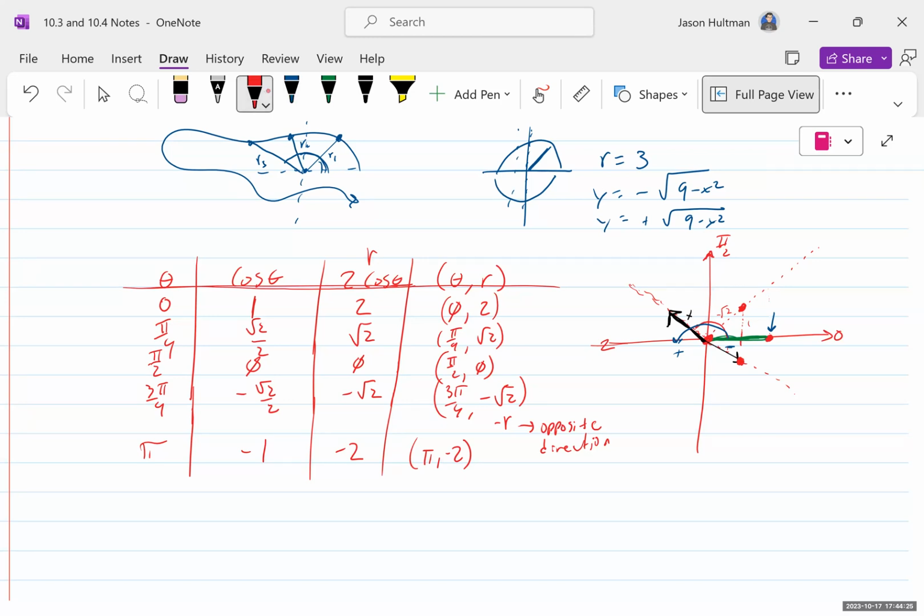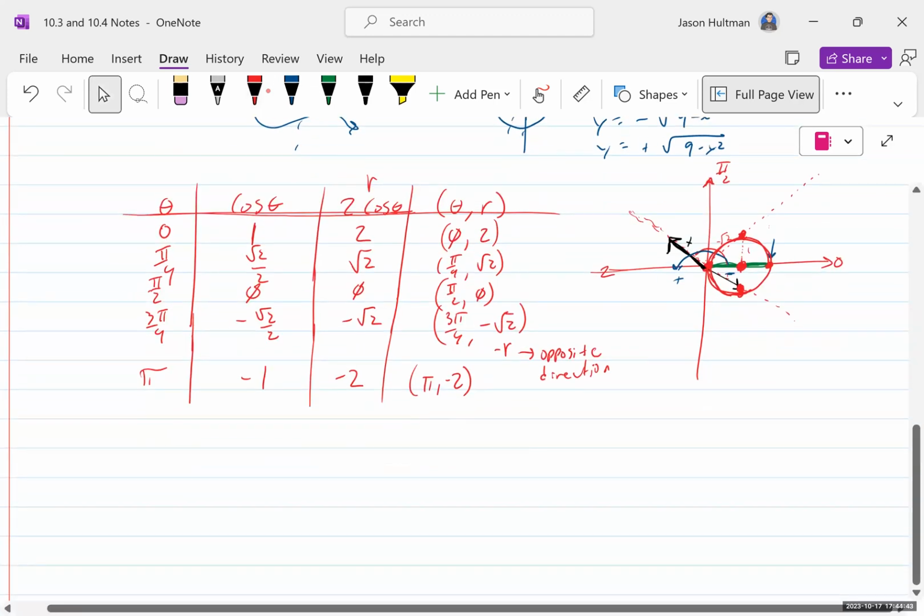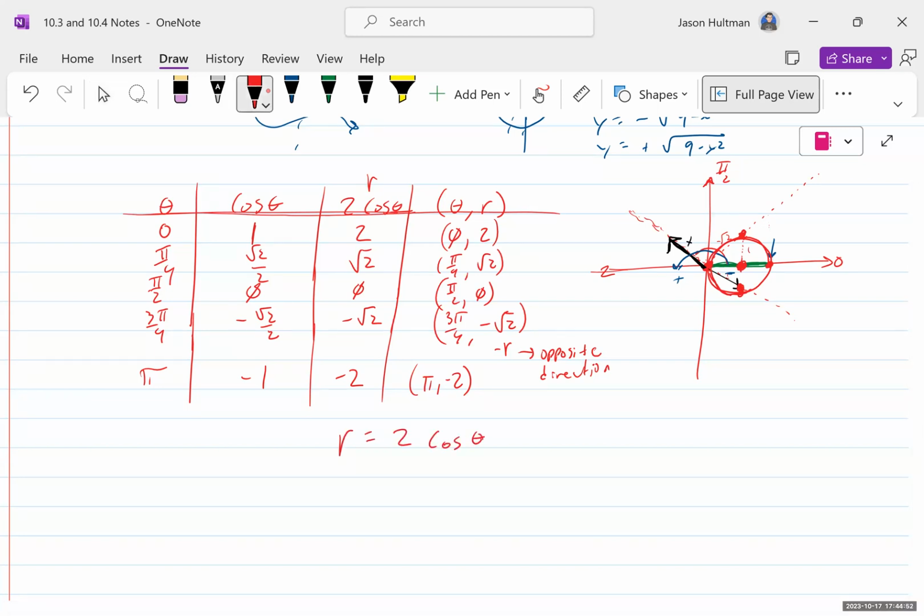And what does this create? This actually creates a circle. If I were to plot every single value here, this actually creates a circle centered at 1, 0 with radius 1. So that's what this is creating. This r equals 2 cosine theta creates a circle of radius 1 at a center of 1, 0 in the xy coordinate system. In the theta r coordinate system, it would be 0, 1. But I'll label this as xy, because I really want to compare this to the xy.